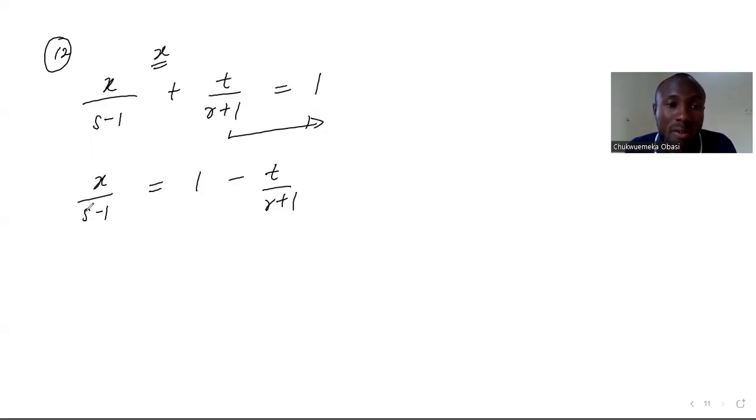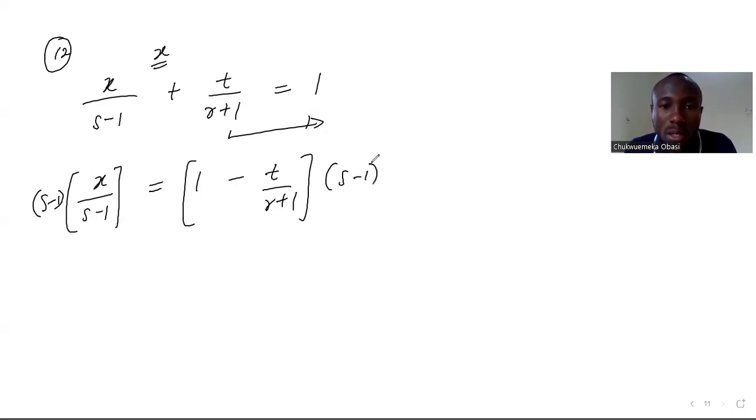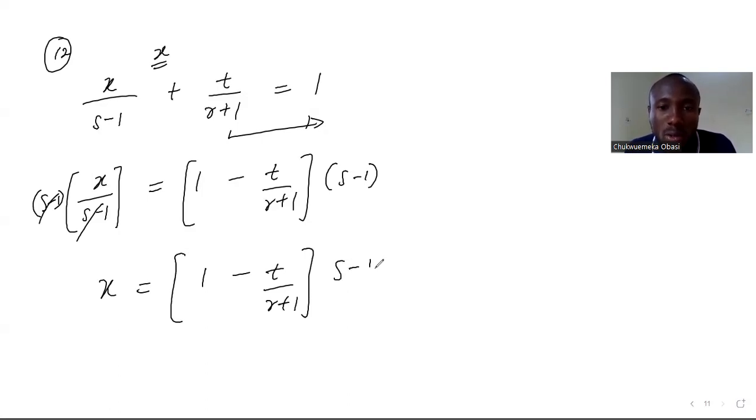Now the idea is just making x the subject. So I can decide to multiply everybody by x minus 1. What I mean is that all these terms are in brackets like this. So if I multiply here by x minus 1, and I multiply here by x minus 1, these cancel out. So x is equal to 1 minus t over r plus 1, into x minus 1. Yes, that is pretty much how it will look.